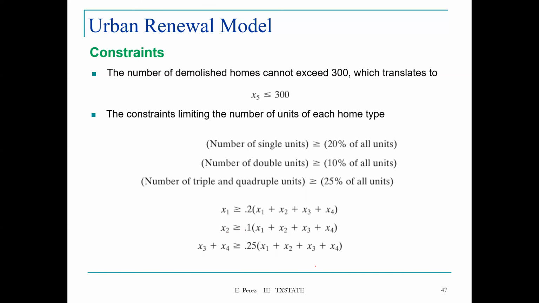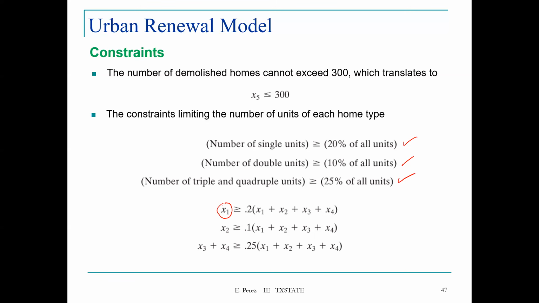And then we have the constraints limiting the number of units of each home type. So as mentioned, we want single units to be at least 20% of all units. Double units has to be at least 10% of all units, and triple and quadruple has to be at least 25% of all units.